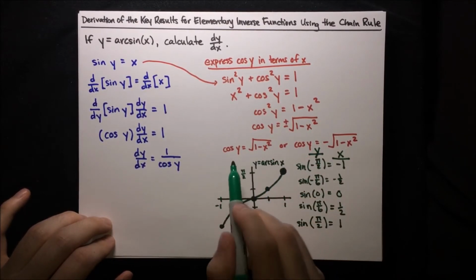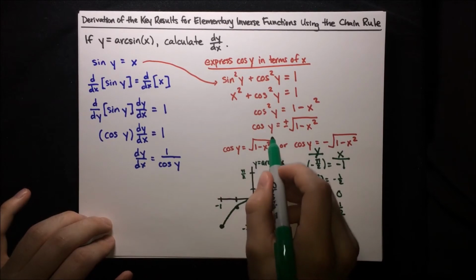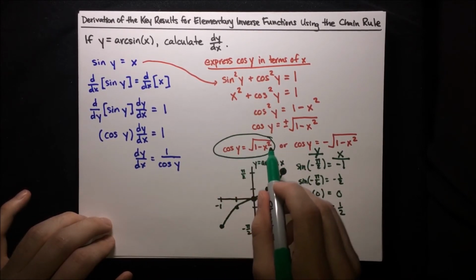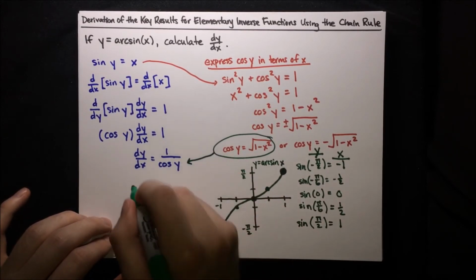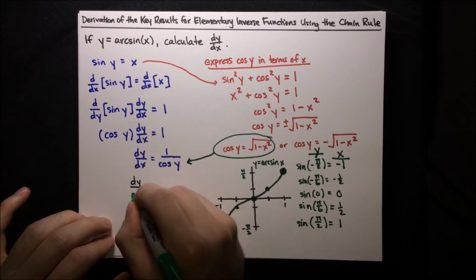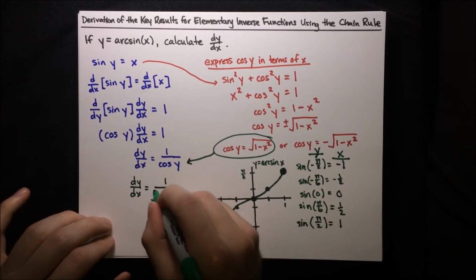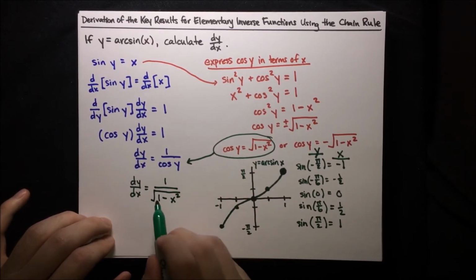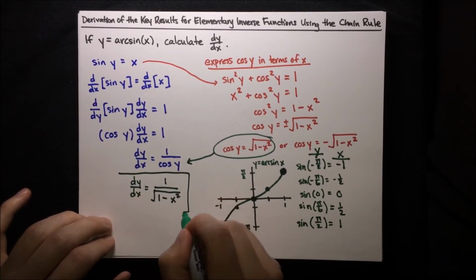So we get to choose the possibility for cos y that'll make this derivative always positive. That's going to be this possibility right here. Cos y is just root 1 minus x squared. So we're going to sub that in for this cos y in our derivative now, and then we'll just get dy over dx equals 1 over root 1 minus x squared. And there we go. Finally, we've got our dy dx in terms of x, and there's our final result.